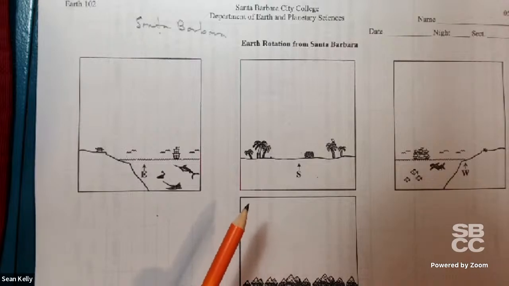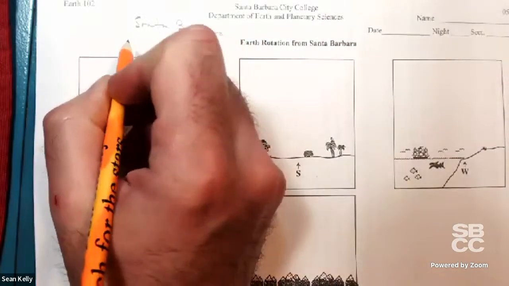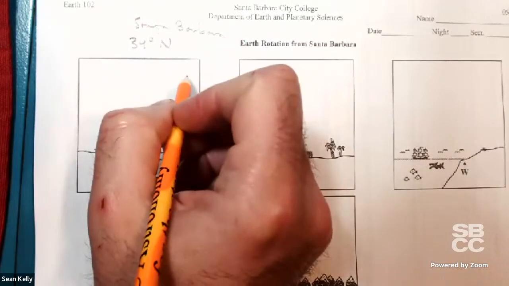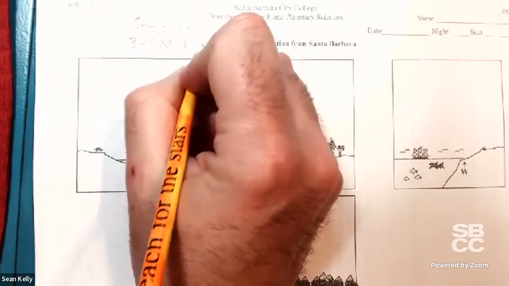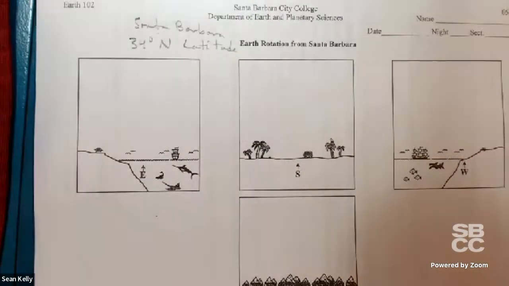You need the latitude. Does anyone know the number for the latitude of Santa Barbara? Approximately 34 what? Degrees. About 34 degrees. Don't forget the N, which stands for what? N stands for north, right? So 34 degrees north latitude. Write that down on your paper because that's relevant. It's part of what we need to talk about.